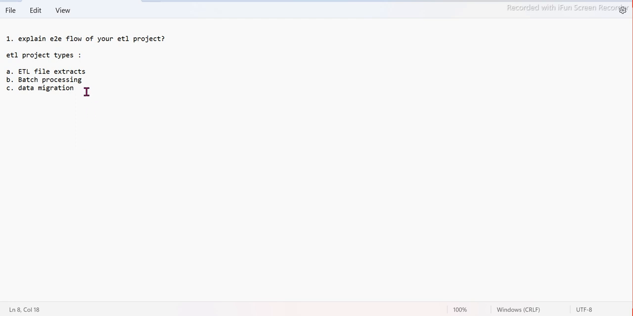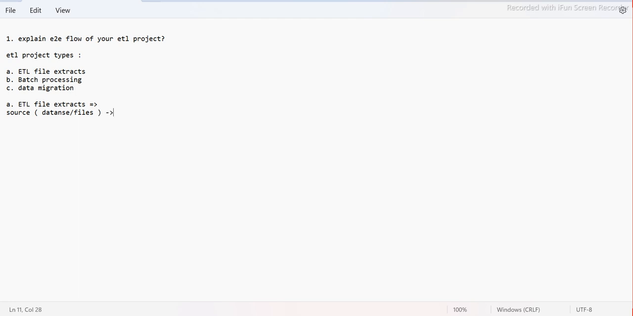So let's take the first one. What is the ETL file extract, right? ETL file extract is basically an ETL process wherein we do the same ETL process as well. We extract the data from the source, convert it, and then send it to a file. So instead of loading this into a data warehouse, we load it into a file. The source can be a database, or it can be file-based systems, right?